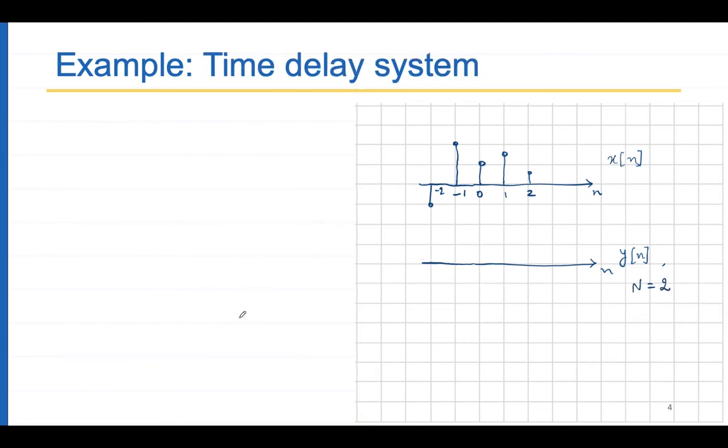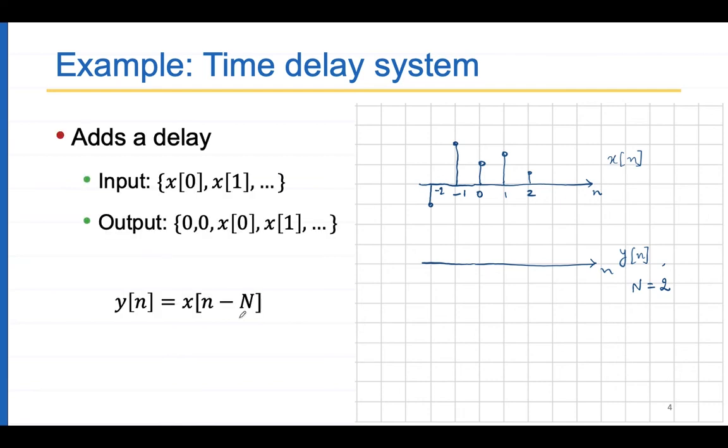Okay, let's look at another example, a time delay system. You have seen it in the past, but let's look at it from this perspective now. It adds a delay. My input sequence is this. The output sequence is this. I'm assuming that x[-1], x[-2], and so on are all 0 in this case. So it just adds 0, 0, because in this sequence they do not exist, so I'm taking the default value to be 0. And x[0] is coming a little later.